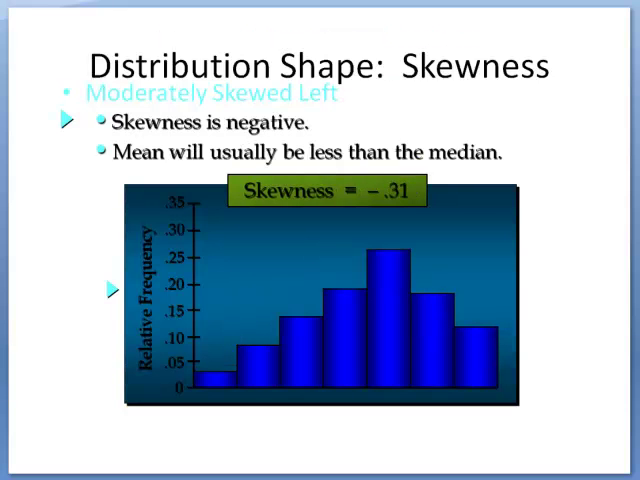Now consider this. There is a tail on the left, and it's moderately skewed left, i.e. there's a tail, but it's not all that long. In this case, when it's skewed to the left, we say that the skewness is negative, and the mean will usually be less than the median.